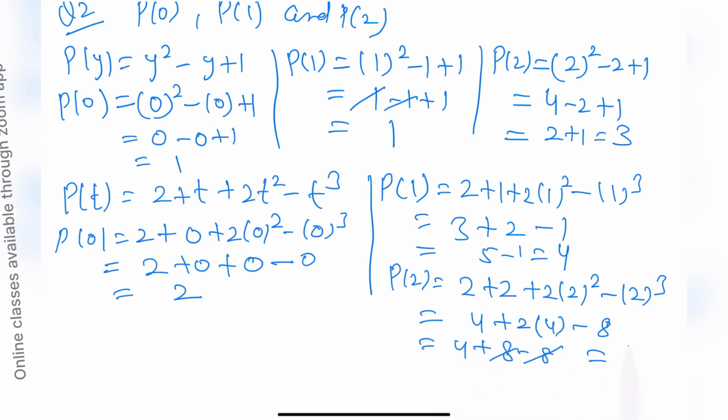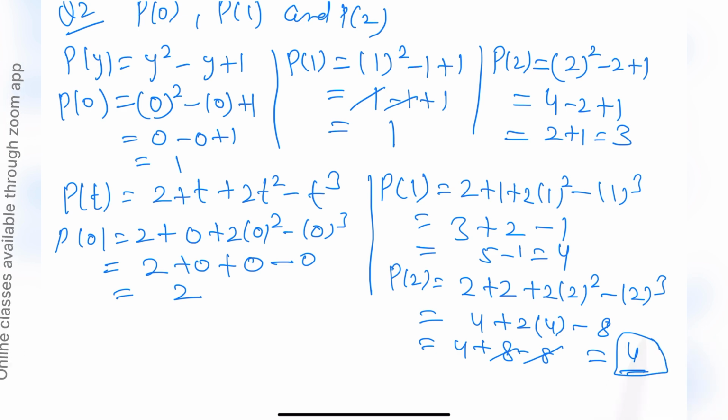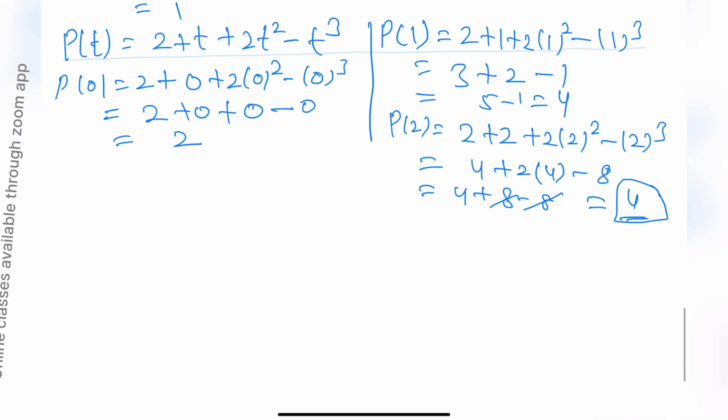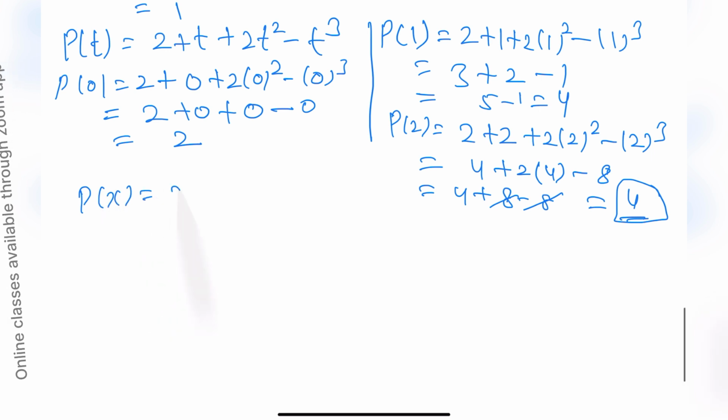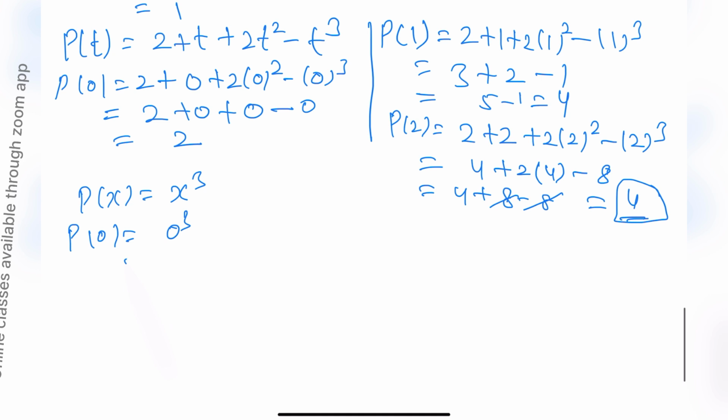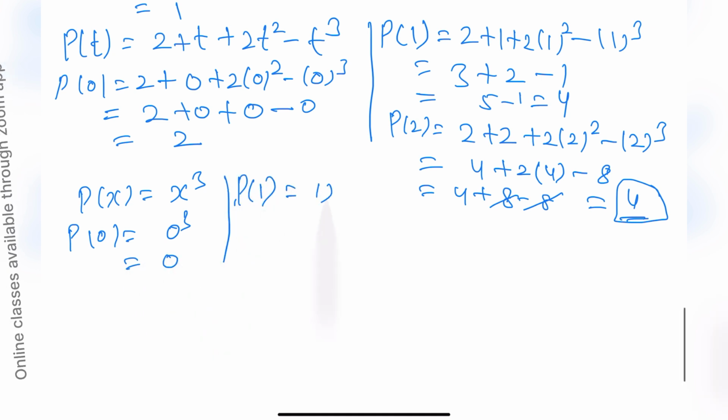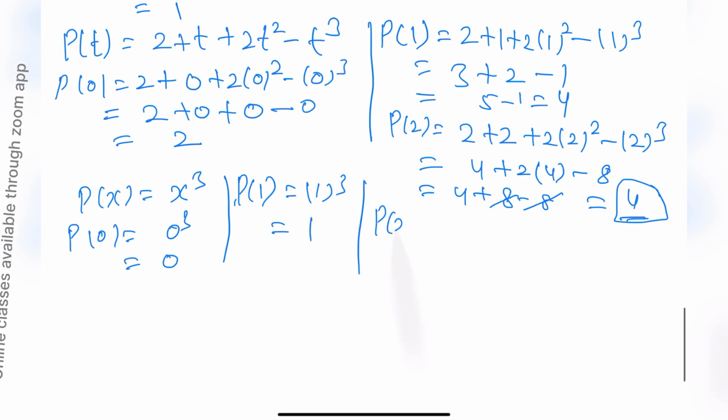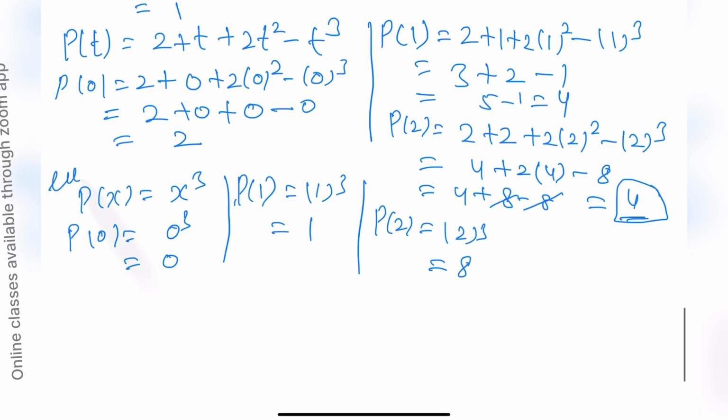So 4 plus 2 is 4 plus 4 is 8, minus 8 cancelled out, 4 is the answer. P of 2 is 4. Next, third part is P of x is equals to x cube. Similarly find P0, that means cube of 0, so the answer is 0. Then we'll find P of 1, so that means cube of 1, so the answer is 1. Now P of 2, that means 2 cube, so it is equals to 8. This is the third part.